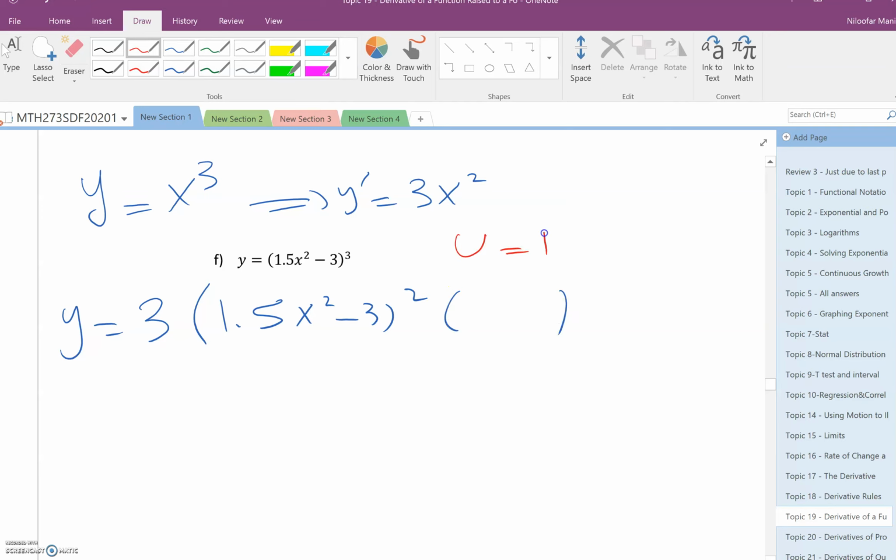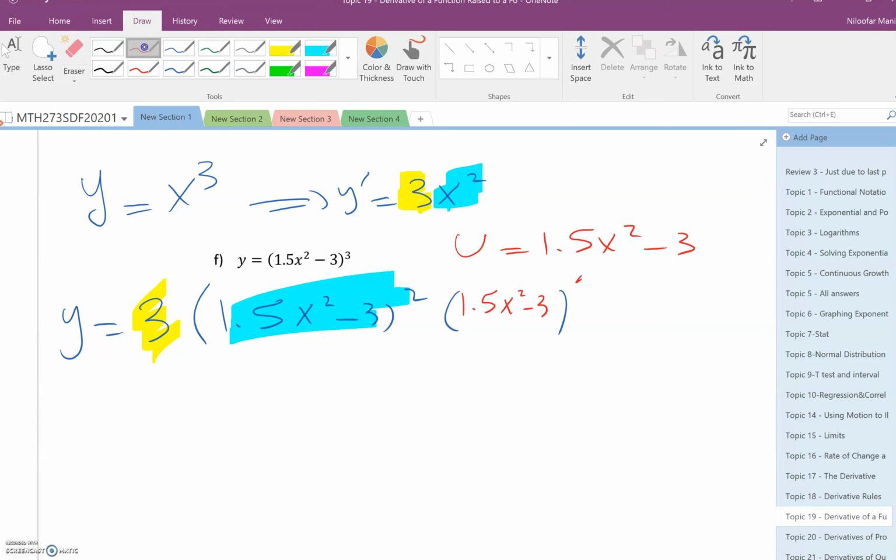So what is u here? 1.5x squared minus 3. Okay. It's very hard on this desk actually. So minus derivative of inside, right? So now see, this one is the same as this one. This one is the same as this one, and then that u prime you have to multiply. Don't forget, u prime always.